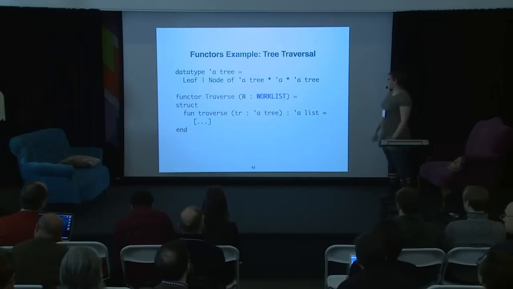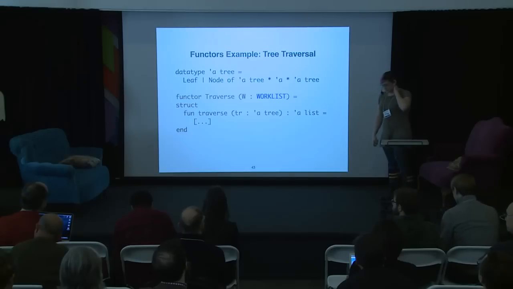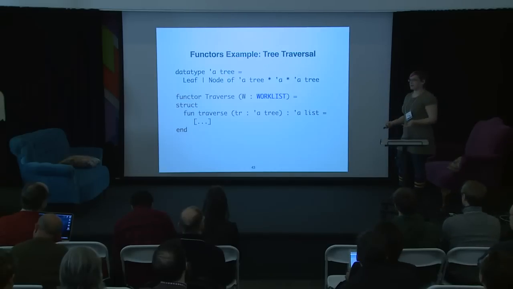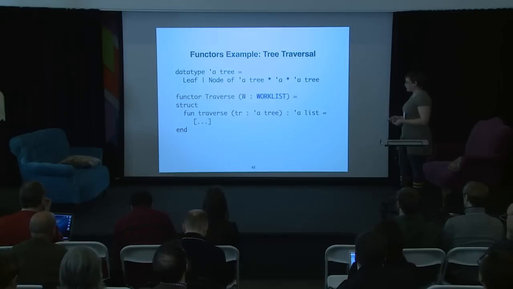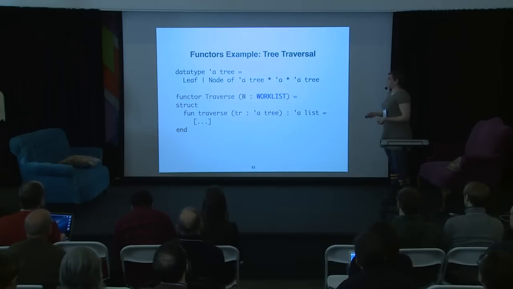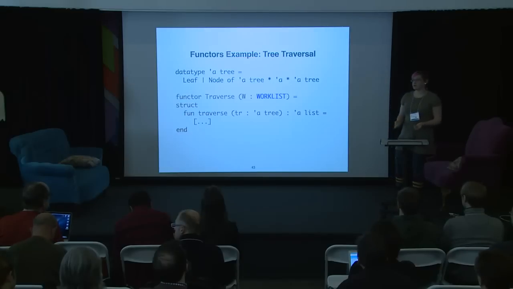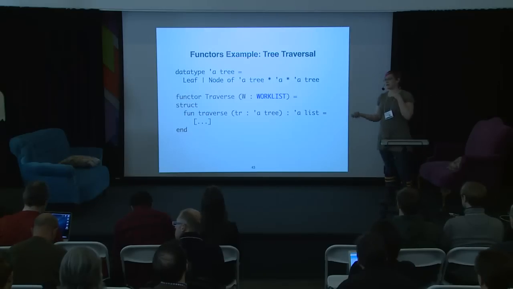Yeah, so we've got this queue implementation which ascribes to the same signature that our stack did, yet it works in a very different way. Okay, so now we're going to write a tree traversal function that works over this data type for trees, which should look relatively familiar. There's a leaf, or you can have a node with some data and two branches.